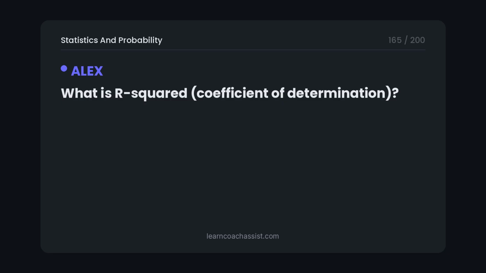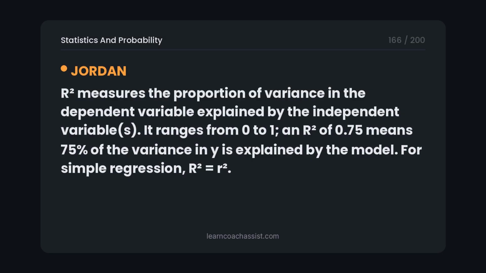What is R squared, coefficient of determination? R² measures the proportion of variance in the dependent variable explained by the independent variables. It ranges from 0 to 1, and R² of 0.75 means 75% of the variance in y is explained by the model. For simple regression, R² equals r².